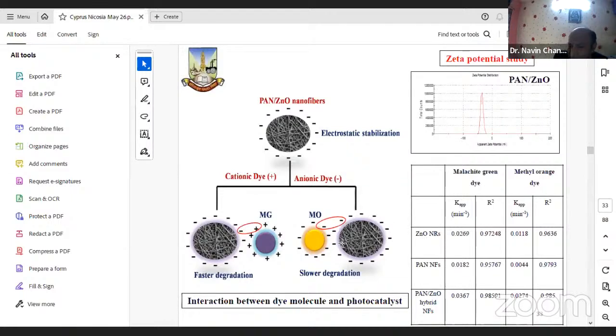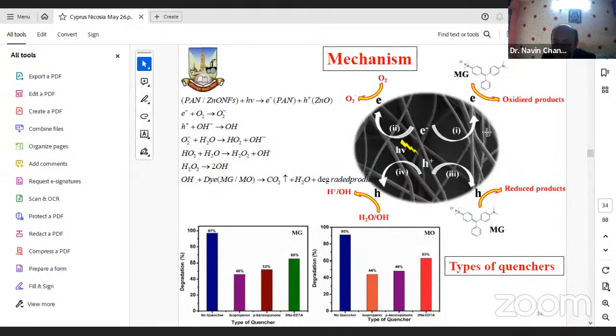After doing this particular study, we have done the zeta potential, and the zeta potential is showing a very negative value, nearby, I think, minus 25 millivolt, for that particular material, the PAN zinc oxide nanofiber. This is the mechanism.